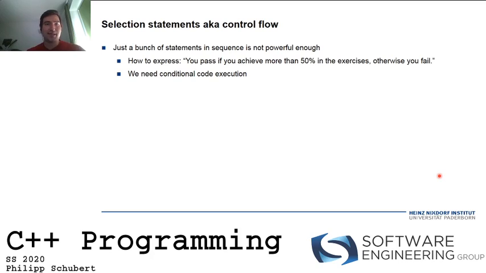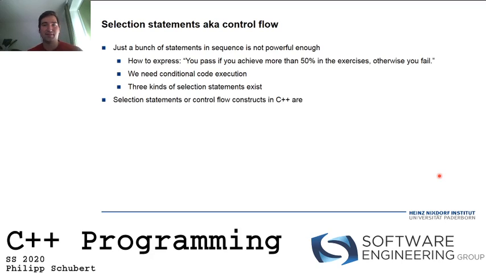So we need conditional code execution, and for those selection statements, we have three kinds of selection statement. In C++, we have an if statement. So if is a keyword, then we have a condition, and then we have a statement. The statement that we specify in the if statement is only executed if the condition evaluates to true. And the condition can again be an expression.